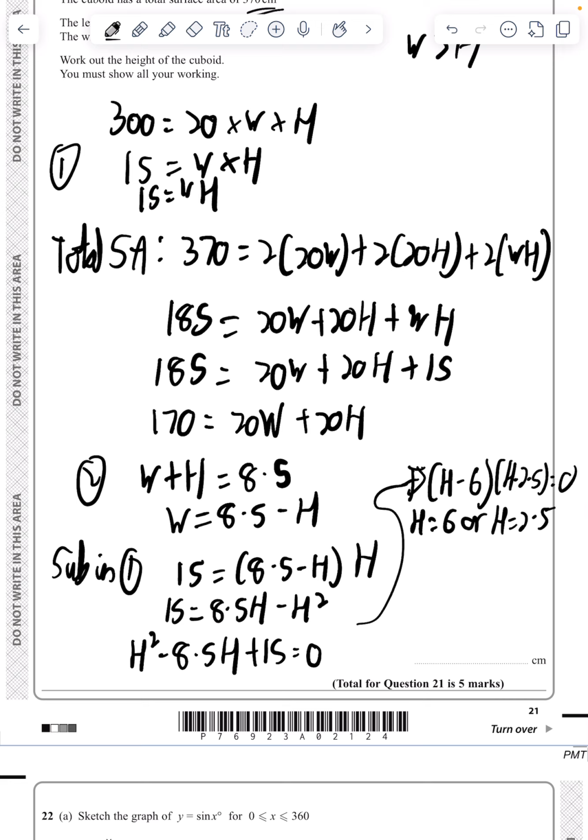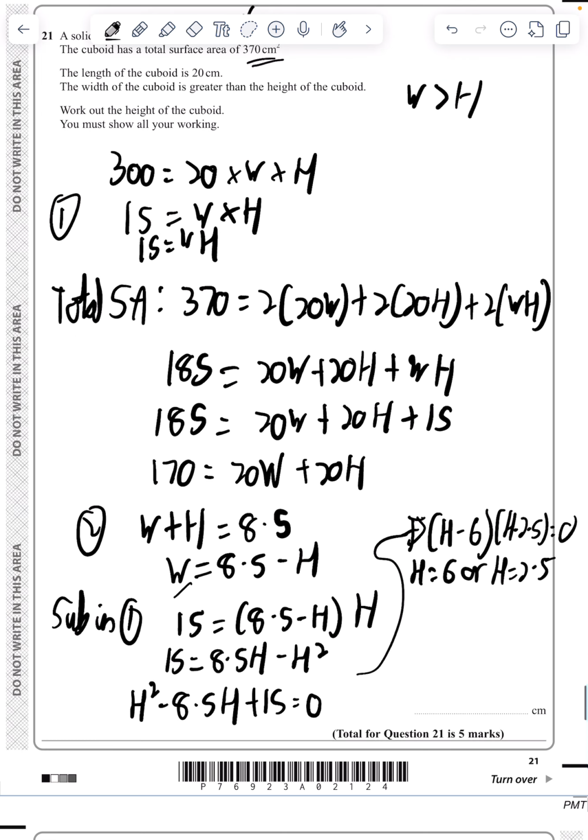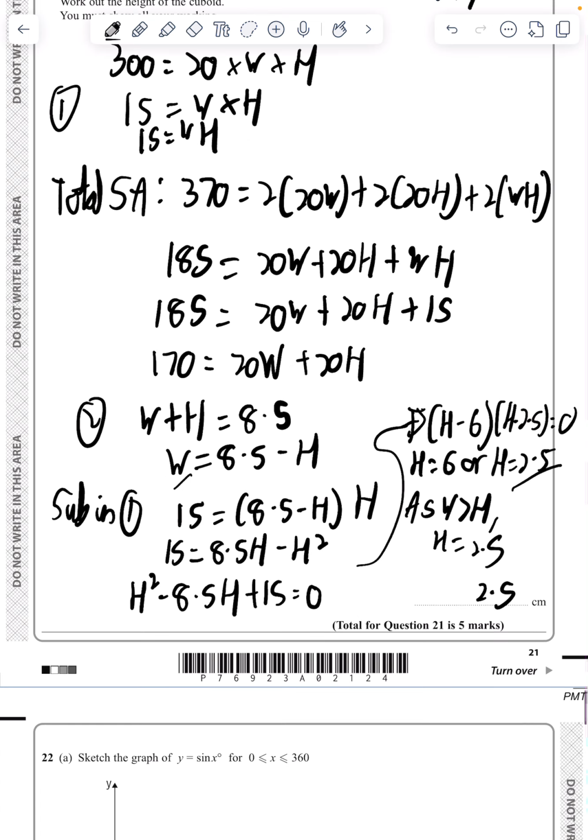Now, if H is 6, then W equals 2.5. Or if H is 2.5, W is 6. So the width is greater than the height. So if the width is greater than the height, then H has to be 2.5. So width is greater than height, 2.5. There we go.